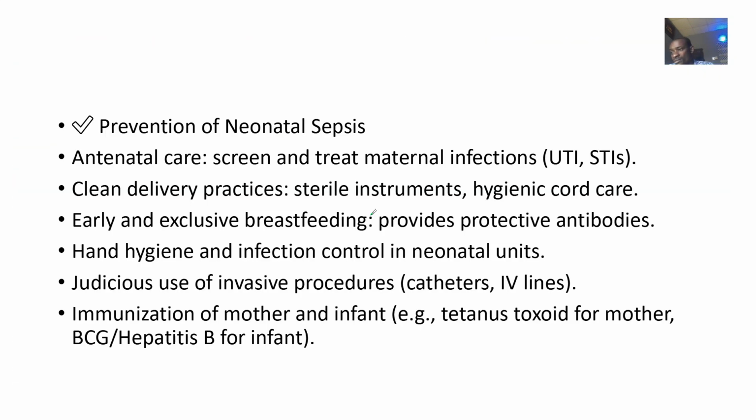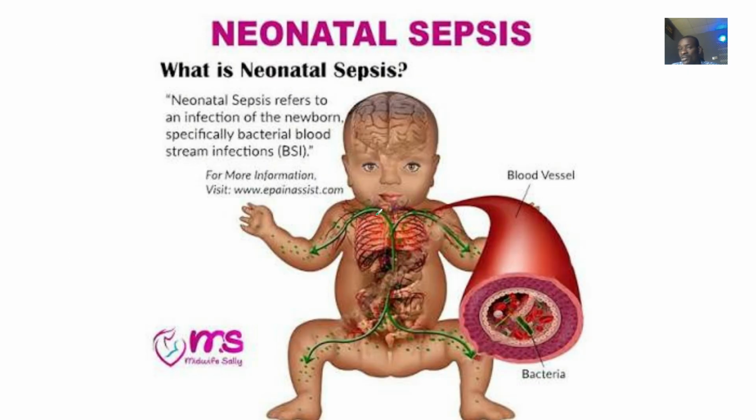So how can you prevent neonatal sepsis? Antenatal care: you are screening the mother since way back. Clean delivery practices, early and exclusive breastfeeding, hand hygiene and infection control. If they will do any invasive procedure, it should be worth it and should be done properly, like insertion of catheters and IV lines. Then immunize the mother and the baby. Very, very important: immunization.